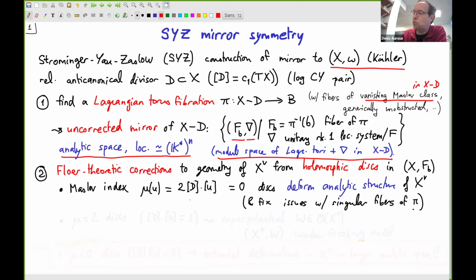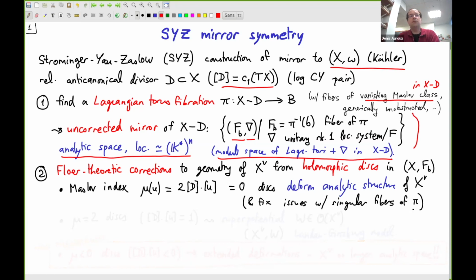So one small note, we have tori of vanishing Maslov class in the complement of D. And D is representing the first Chern class, that means Maslov index in this talk is going to be always twice the algebraic intersection number with D, just because of how the Maslov class is a relative first Chern class. And so these are going to have a role in that they will deform the analytic structure of this space that we're trying to build.